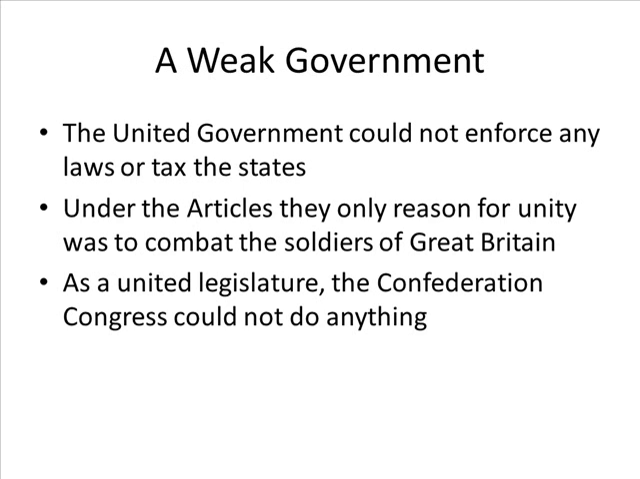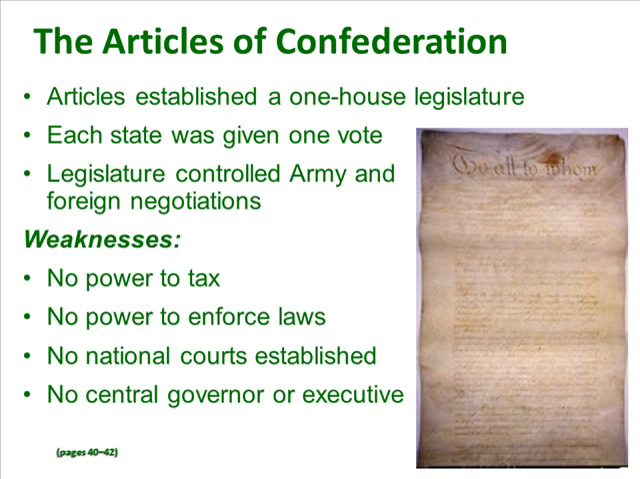So, these next couple of slides are just going to show you some of the weaknesses of the Articles of Confederation, some of the stuff we've already had on previous slides. So the weaknesses, just to note, is that there was no power to tax, no power to enforce laws, they had no national courts, they had no central governor or executive. There was no way to draw a tax from every state, so all 13 states had their own separate taxes, but that money didn't go towards a collective purpose. As I already stated, each state could not enforce laws of another state, and they could not be forced to enforce laws that each state could agree to.